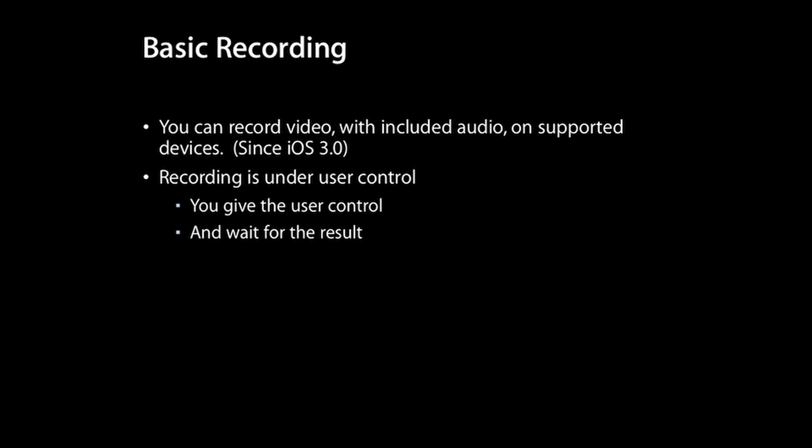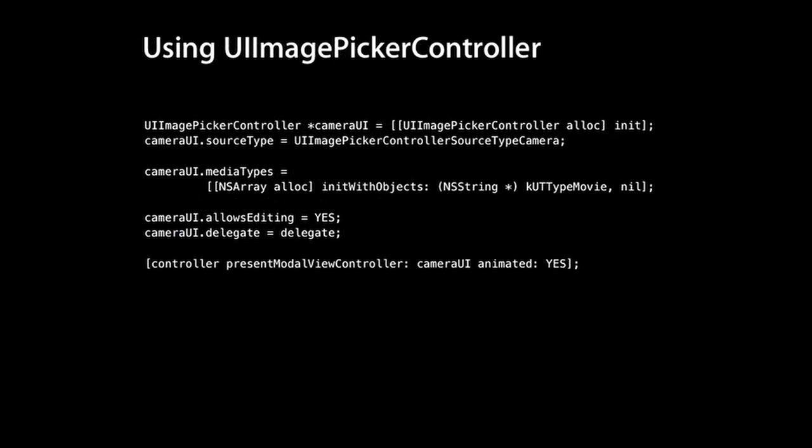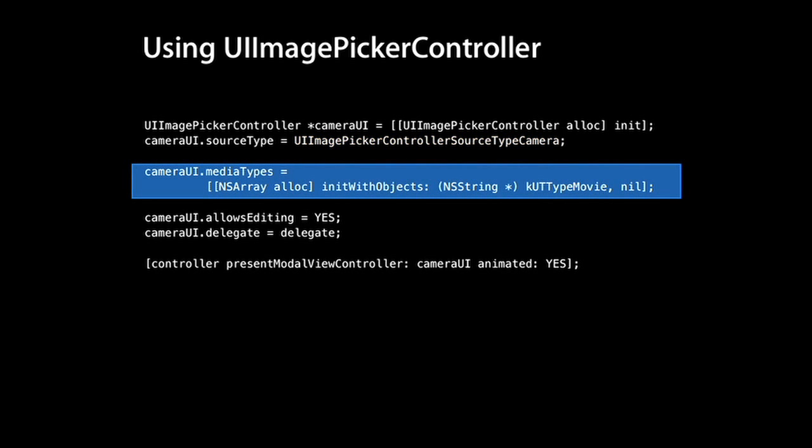And remember that the recording is under user control. You give the user control and you wait for the user to give you back the result. So the basic way to record video is with UI Image Picker Controller. And what you're going to do is allocate your UI Image Picker Controller object, and tell it that your source type is a camera. If you look at the slide, you'll see that we are specifying the media types. We give it an array, but in this case just a single item in that array, which tells the system that we just want a movie.